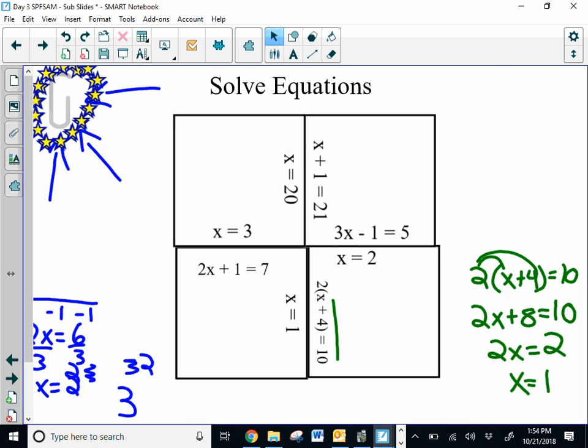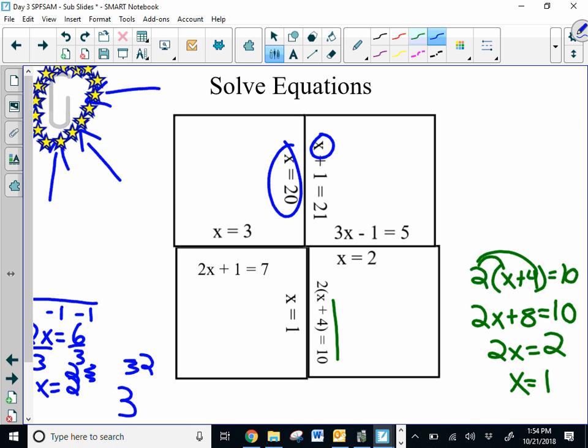But you'll notice, right here, if x equals 20, that's going to be 20 plus 1, which is, in fact, 21. So that checks out. And here, if I plug in 2, that'd be 6 minus 1, which is 5. So these two do, in fact, pair up.